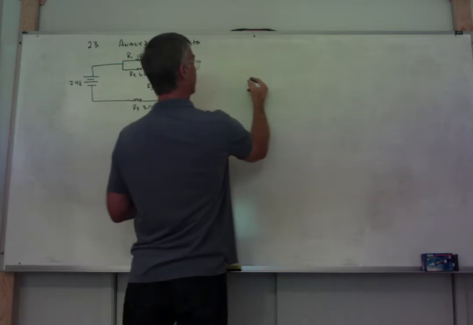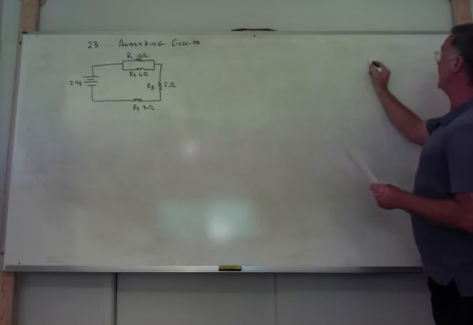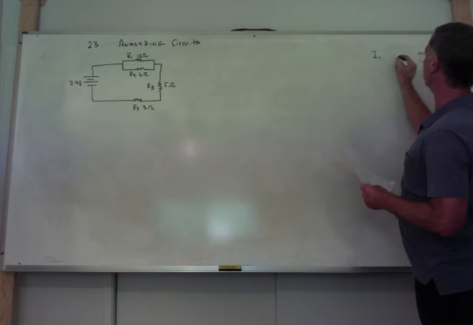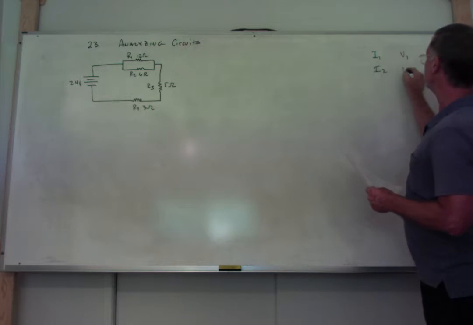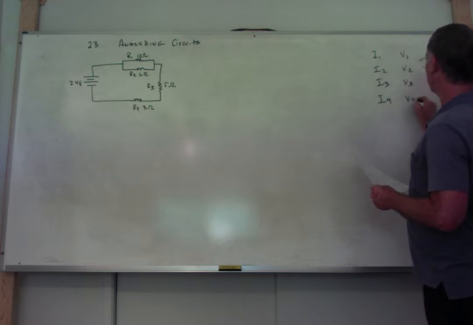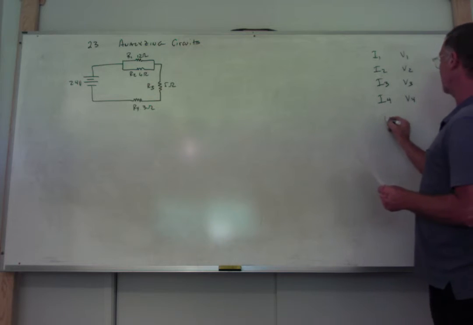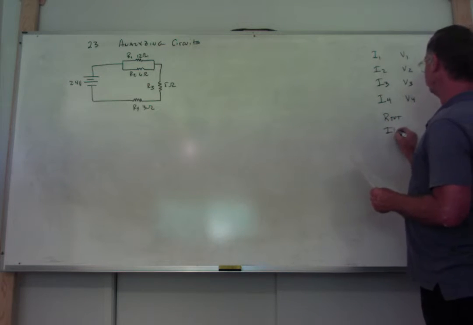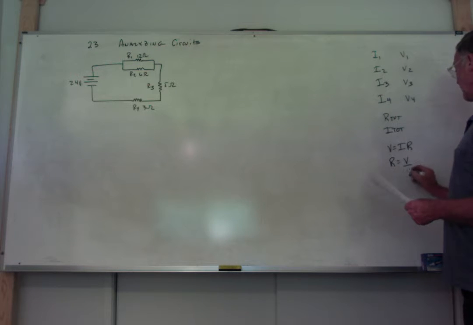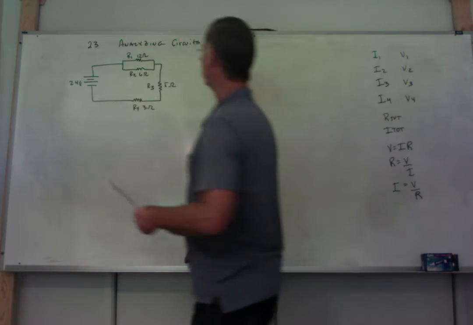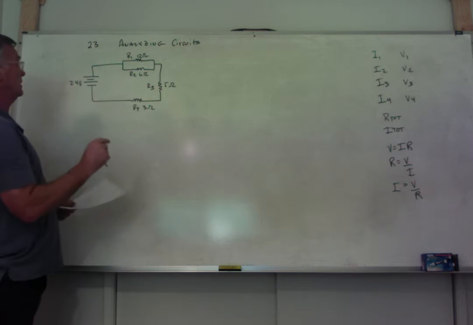What you're going to be asked at the end of the problem is, what's the current through R1 and the voltage across R1? The 1 stands for the resistor. I2, V2, I3, V3, I4, V4, and finally, R total and I total. And remember, our basic equation is V equals IR, or R is equal to V over I, or I is equal to V over R. Those are the equations that we're going to work with, plus what we would do with parallel and series.